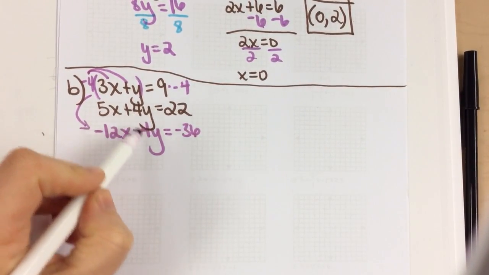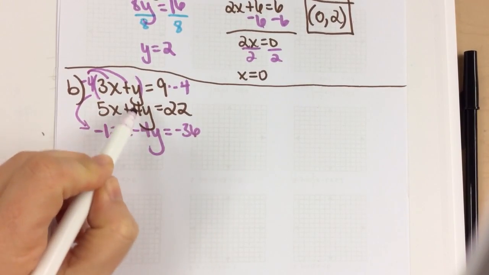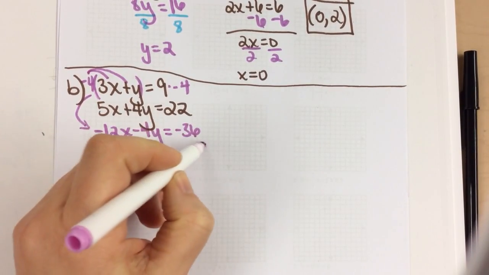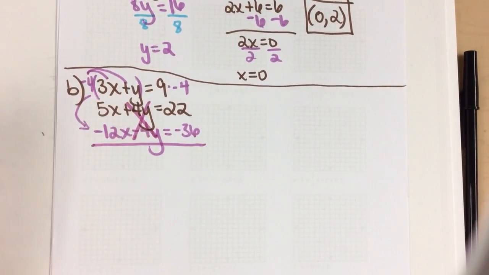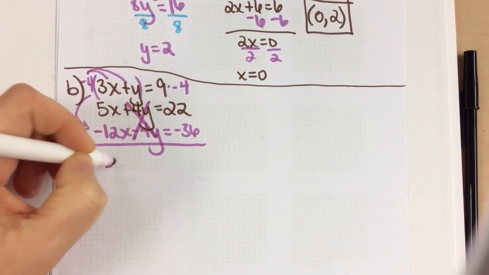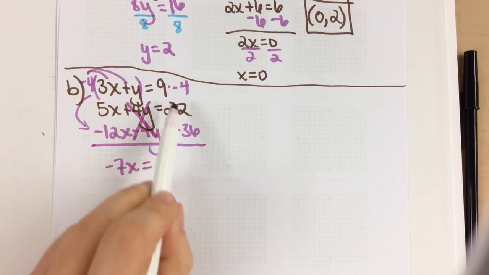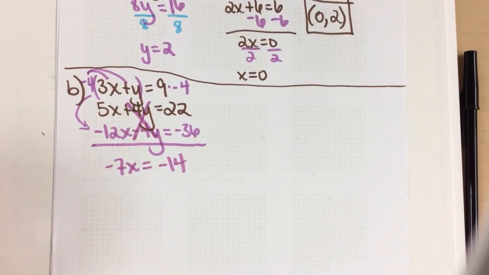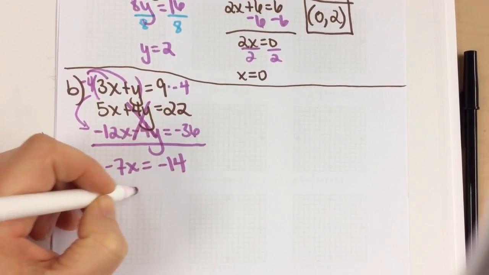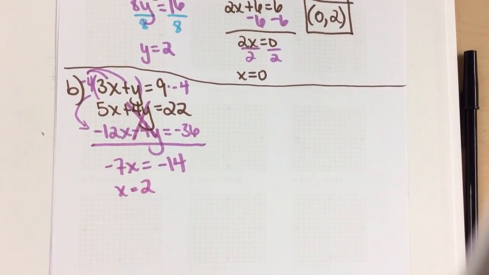Now I have, with the other equation, a positive 4y and a negative 4y. Those will make 0 when I add them together. So if I add the like terms, that's going to go away. 5 minus 12 is negative 7. 22 minus 36 is negative 14. Divide by negative 7. X equals 2.